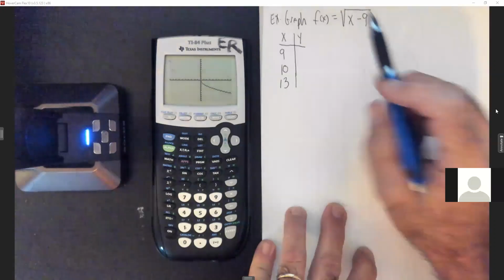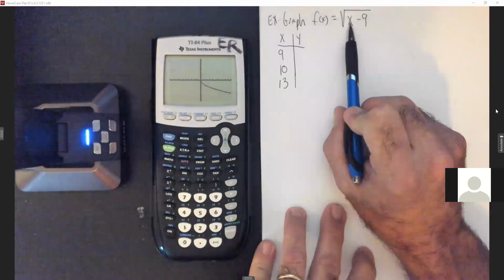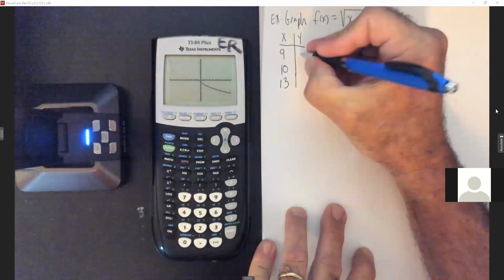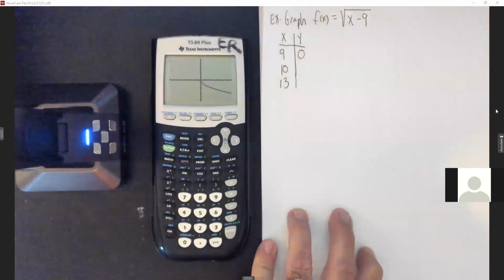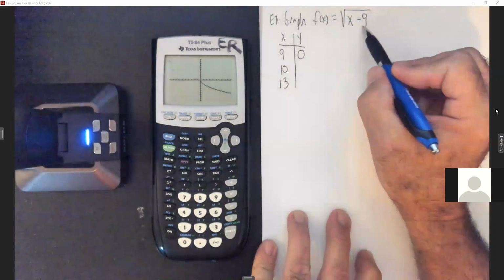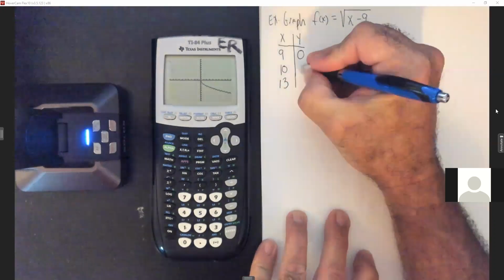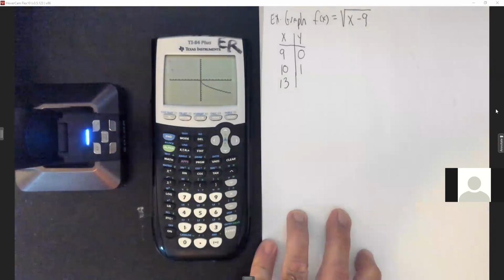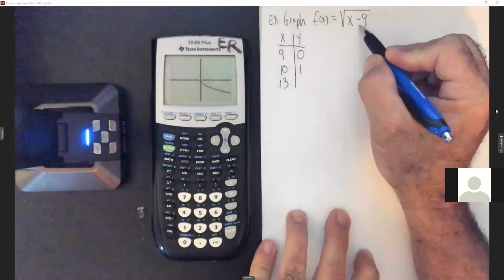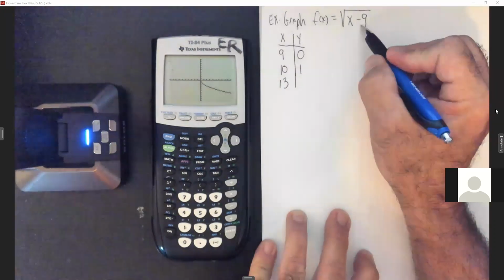Put a 9 in. 9 minus 9 is 0. Square root of 0 is 0. Put a 10 in there. 10 minus 9 is 1. Square root of 1 is 1. And then finally, I'll put my 13 in there. 13 minus 9 is 4. Square root of 4 is 2.